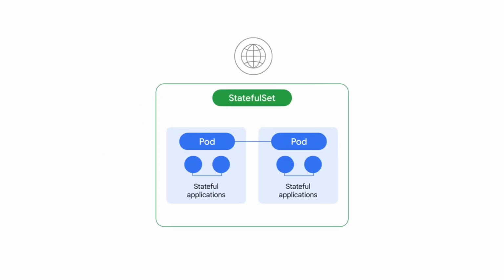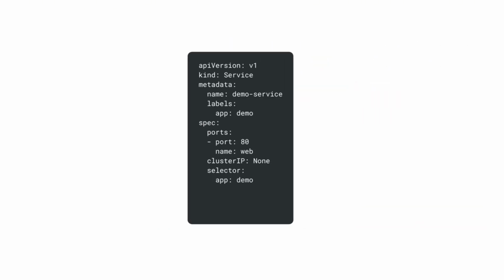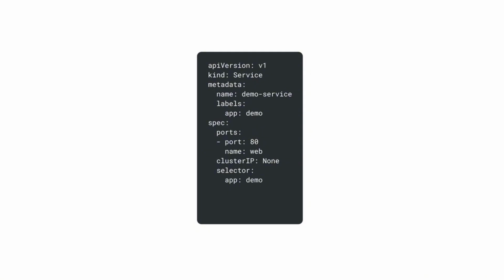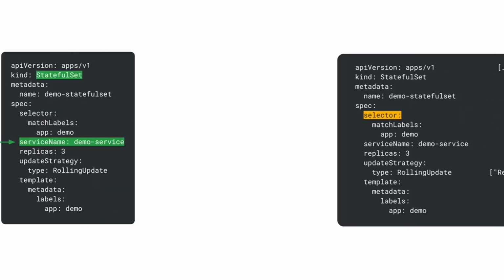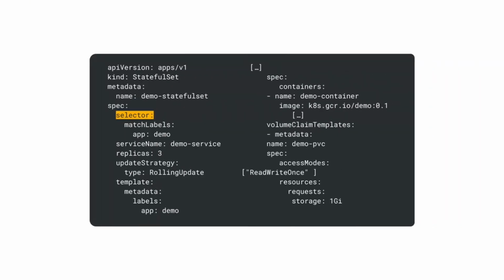When it comes to controlling networking, stateful sets require a service. For example, if load balancing and a single service IP are not needed, a headless service can be created by specifying none for the cluster IP in the service definition. To ensure a specific service gets used for a stateful set, add that service to the service name field. A label selector is required for the service, and this must match the template's labels defined in the template section of the stateful set definition.